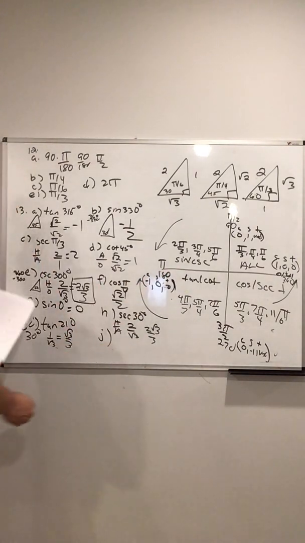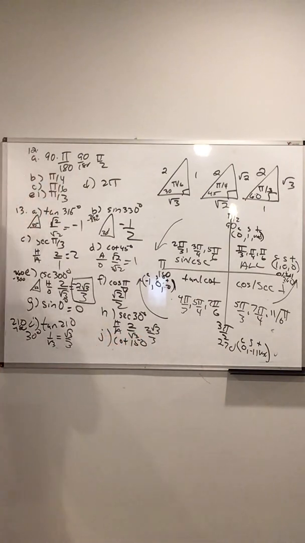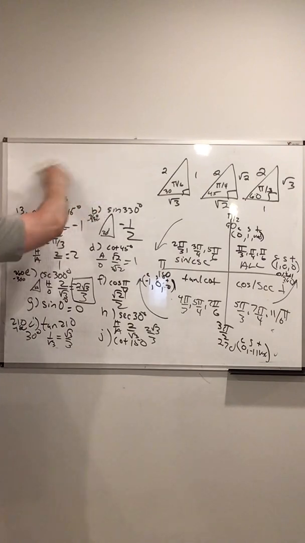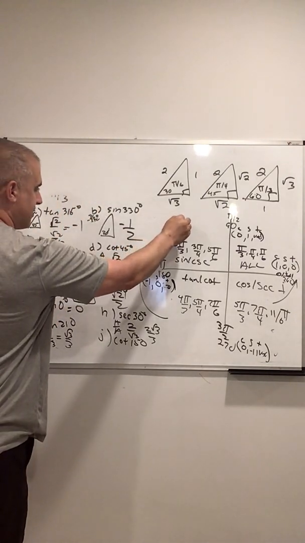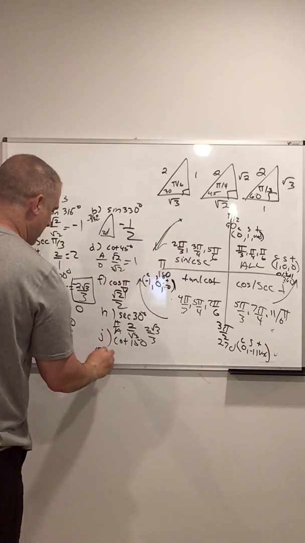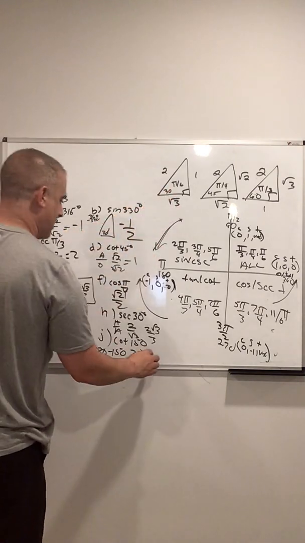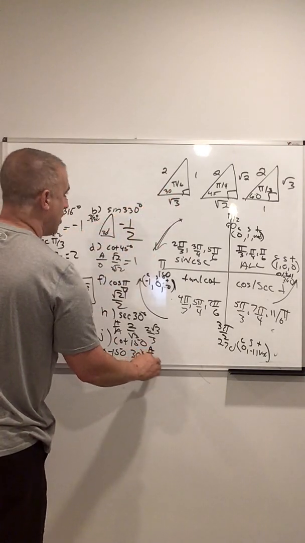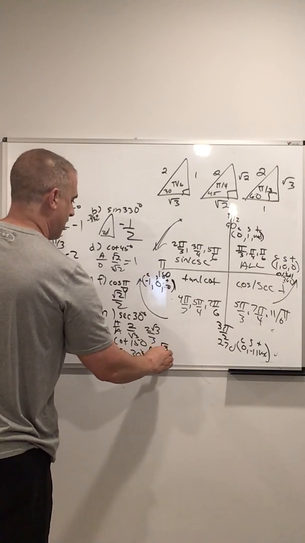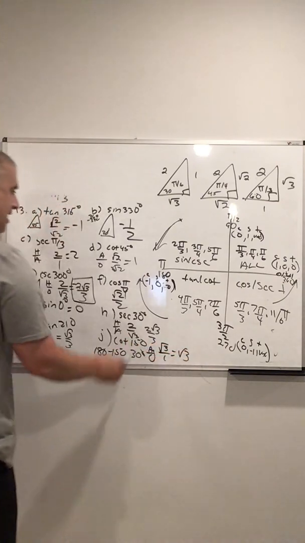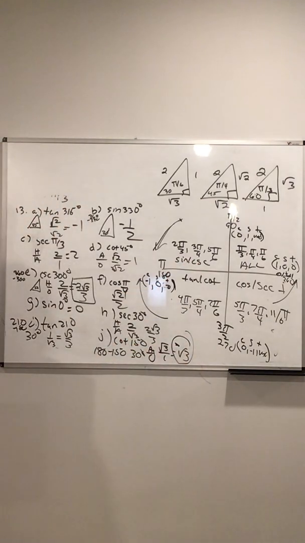Okay. J, cotangent of 150. Okay, I'm going to erase these up here so I can continue with those last two. Cotangent of 150, that means I'm in this quadrant here. I work to 180, so 180 minus 150 would be the 30-degree triangle. I'm doing a over o, so that's going to be square root of 3 over 1, which is just square root of 3. In this quadrant, sine and cosecant are positive, so that would be negative square root of 3.